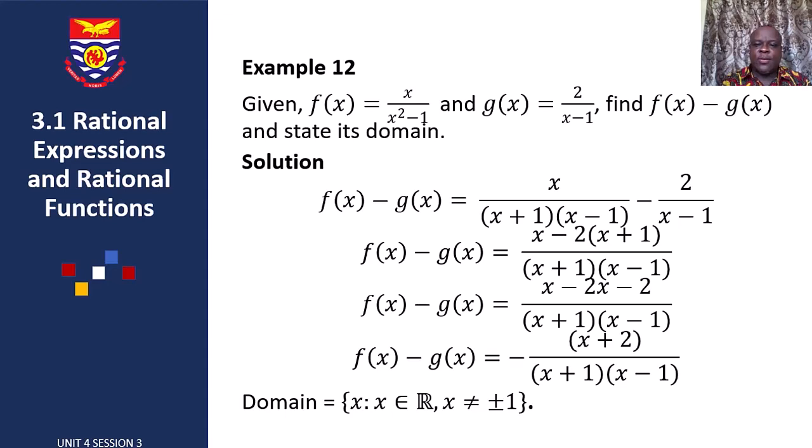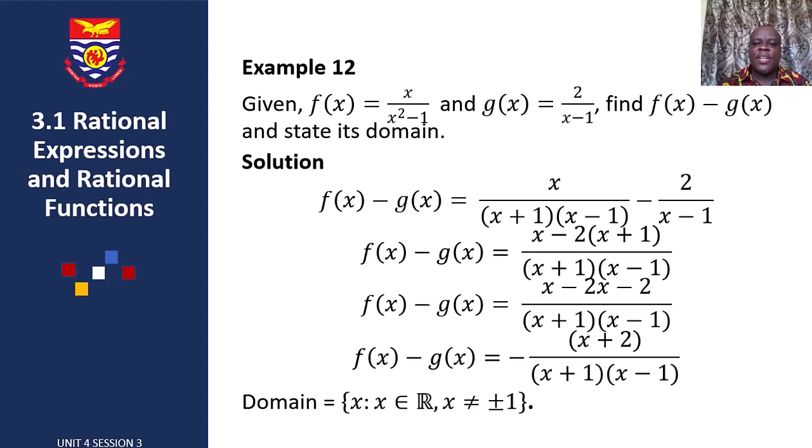Let's look at the solution. f of x minus g of x is equal to, so we'll bring the function for f of x, which is x over x squared minus 1, minus we bring the function for g of x, which is 2 over x minus 1. Then when we look carefully at the denominator of f of x, we see that it's a difference of two squares. So we rewrite it as x over x plus 1 in one bracket, x minus 1 in another bracket, then minus 2 over x minus 1.